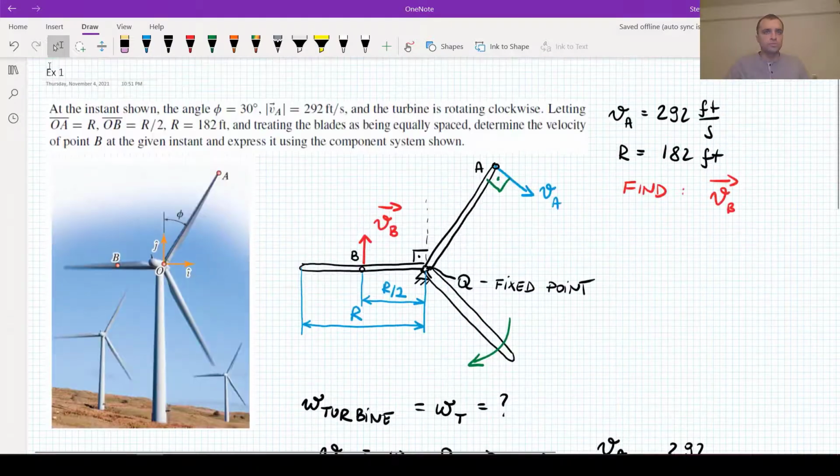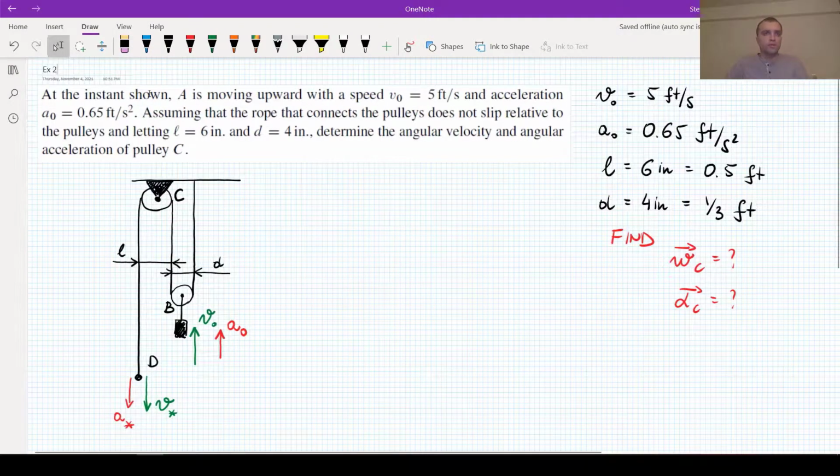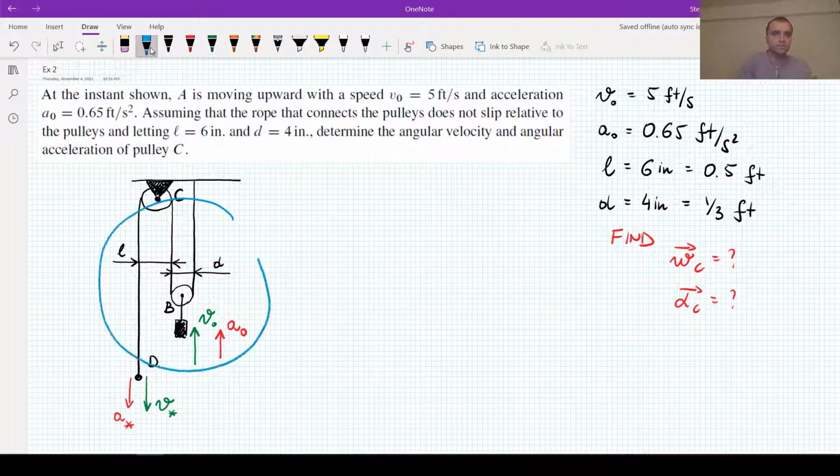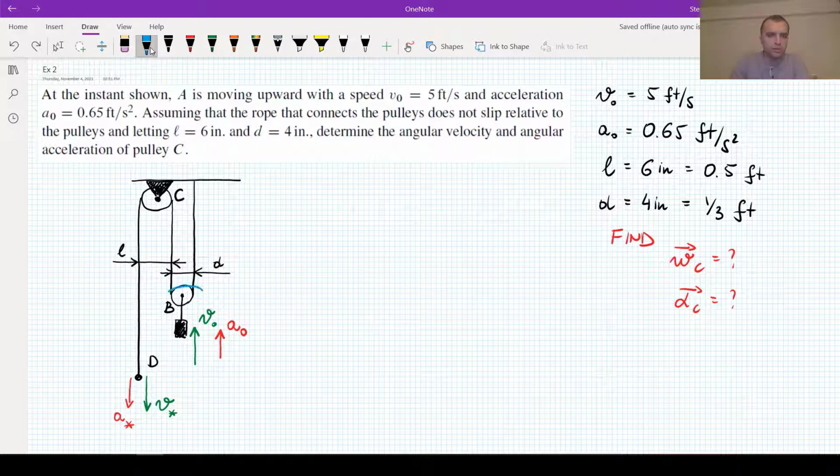Now let's do example number 2. Again, feel free to pause the video and read and understand the problem statement. All right, so what do we have in here? We have a pulley structure presented in this drawing. And we know that this point, point B, has following velocity and acceleration. Moreover, we know that the diameter of this pulley is L, and that the diameter of this pulley is D.